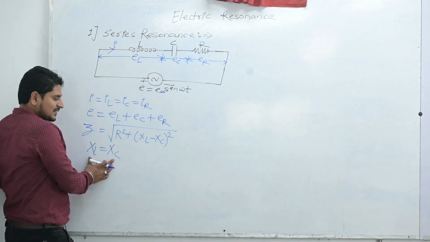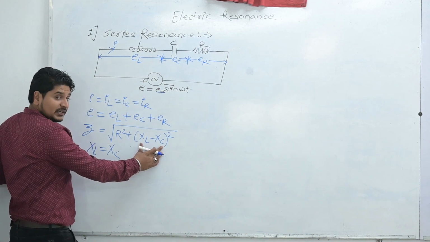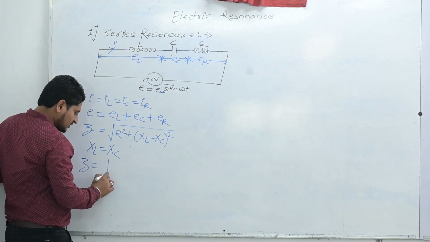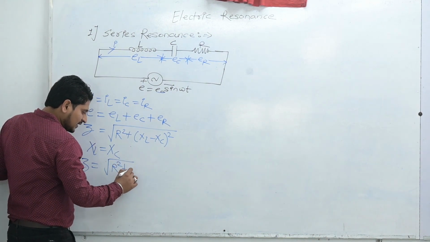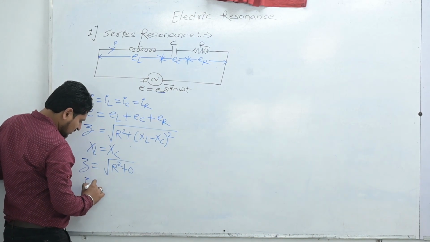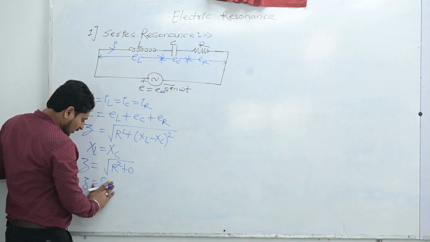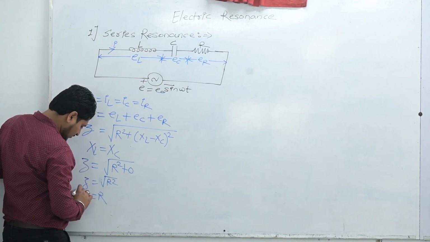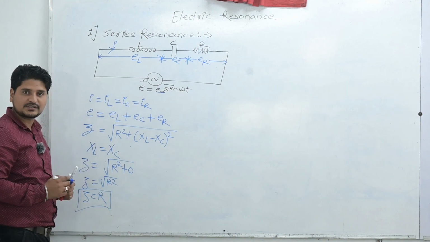Clear? So when there is XL is equals to XC, if I am putting here, so we get this term is 0. So Z is equals to under root of R square plus 0. Clear? Because this is XL is equals to XC. So Z is equals to under root of R square, and we can say that Z is equals to R. So R is a pure resistor of resistance.